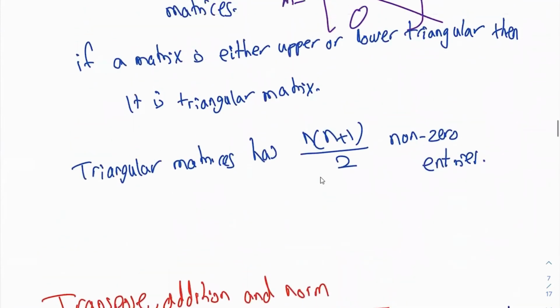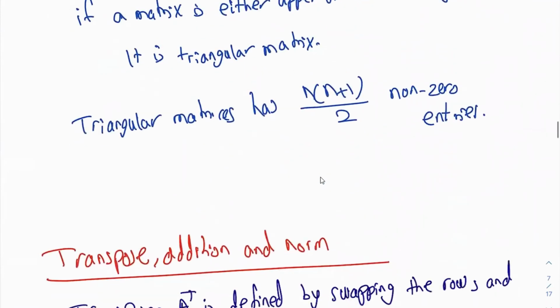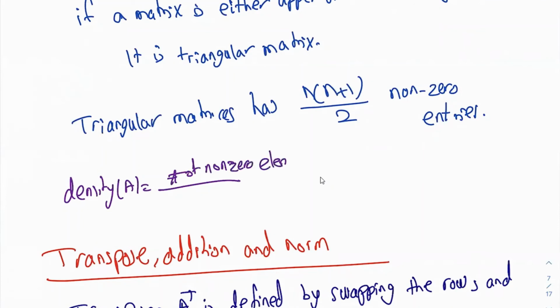So here I want to talk about the density of a triangular matrix. What was the definition of the density? So let's say the density of A is the number of non-zero elements of A over the total number of elements.